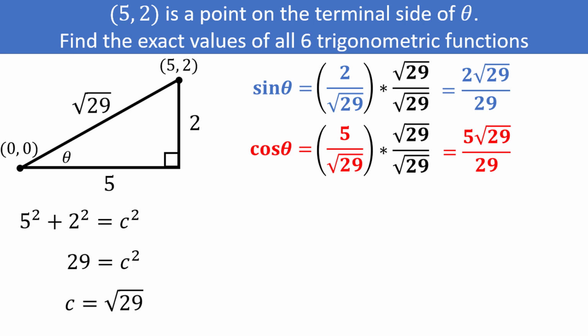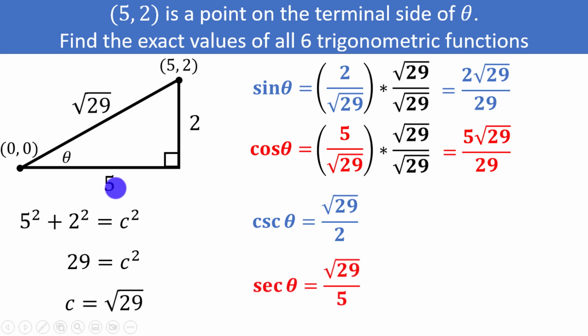Next, let's find cosecant. Cosecant is the reciprocal of sine, and sine is opposite over hypotenuse, so cosecant must be hypotenuse over opposite, or the square root of 29 over 2. Next, let's find secant. Secant is the reciprocal of cosine. Cosine is adjacent over hypotenuse, or 5 over the square root of 29, so secant must be the square root of 29 over 5, or hypotenuse over adjacent. Tangent is opposite over adjacent, or 2 over 5. And cotangent is the reciprocal, or adjacent over opposite, which is just 5 over 2. At this point, we have found the exact values of all 6 trigonometric functions.